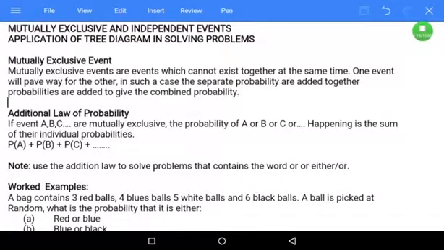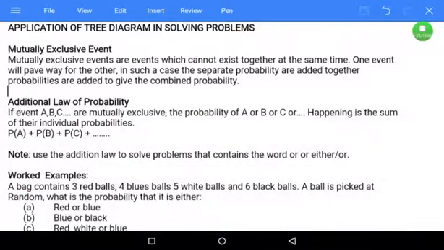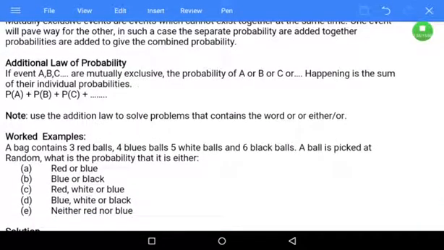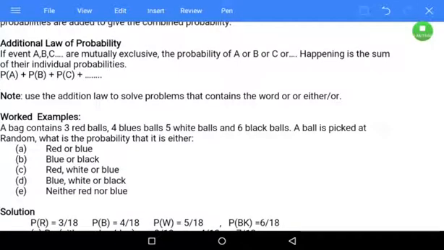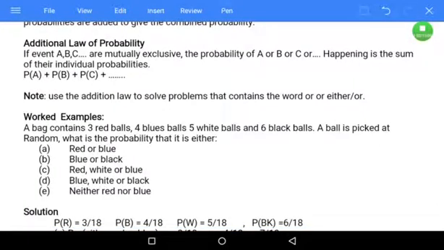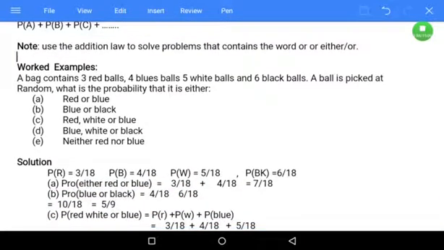Now, the addition law of probability is basically used when we are discussing mutually exclusive events. For instance, if events A, B, C are mutually exclusive, the probability of A or B or C happening is the sum of the probability of A, the probability of B, and the probability of C. And that's what you can see here. This P of A, P of B, P of C means probability of A, B, C respectively. Don't forget I said when you see the word or, it means we are dealing with probability. Use the addition law to solve problems that contain the word or. Like I said earlier, when you see either or when you see or, it means the events are mutually exclusive. Then what we do is add the probabilities together.